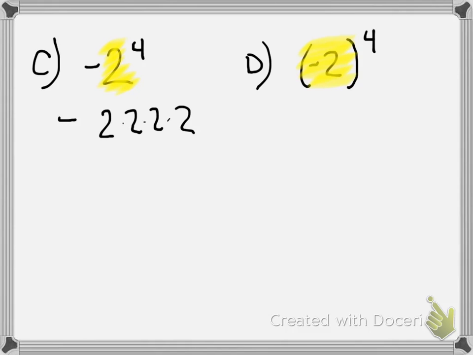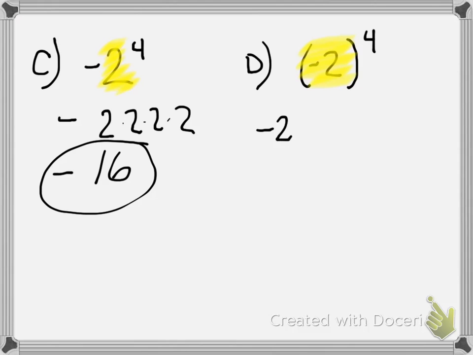So that would be the negative, 2 times 2 is 4, 4 times 2 is 8, 8 times 2 is 16. So I'd have negative 16. Notice that the negative didn't get multiplied 4 times. Just the 2's did. But over in example D, if I wrote it out, I actually have negative 2 times negative 2 times negative 2 times negative 2.